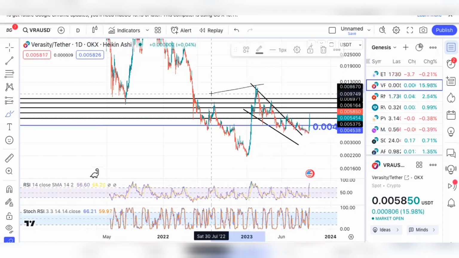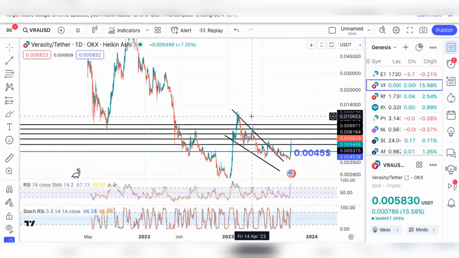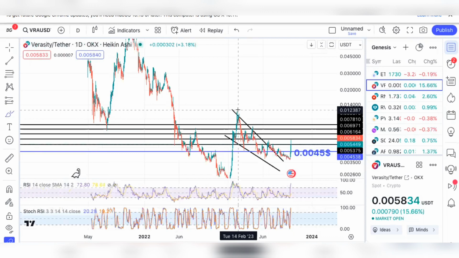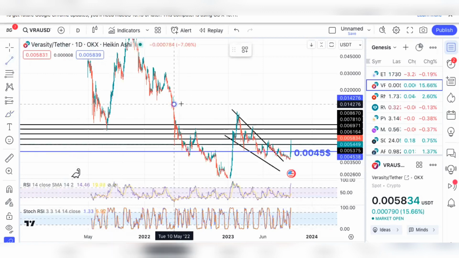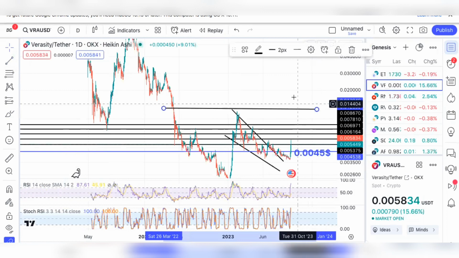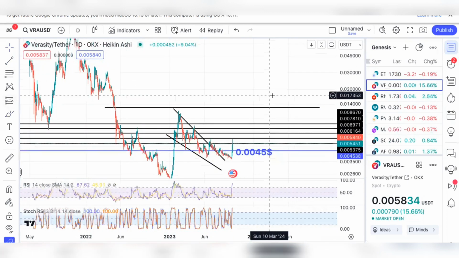So around 0.013 is the macro resistance for VRA, and it could not even tag it in the local high which we got this year. Even then, we could not tag 0.013 because that has been our most important zone. Once we flip this zone back into support, then you will see the macro bull run for VRA.